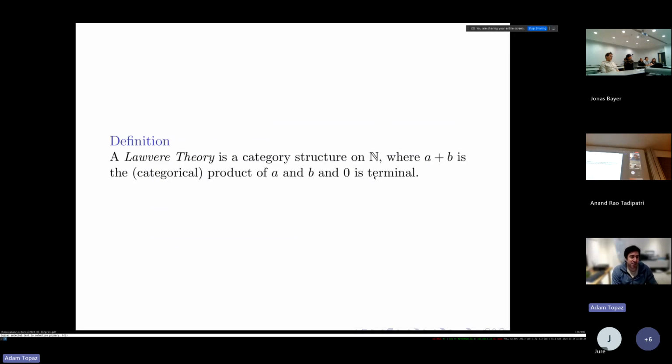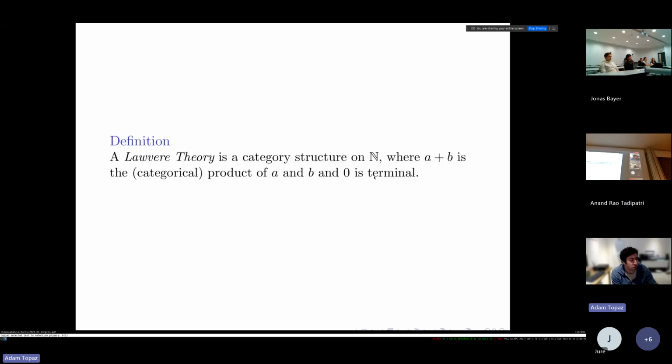So this brings me to the definition of a Lawvere theory. A Lawvere theory is simply a category structure on the natural numbers where A plus B is the product of A and B and 0 is the terminal object. It's a very concise definition.